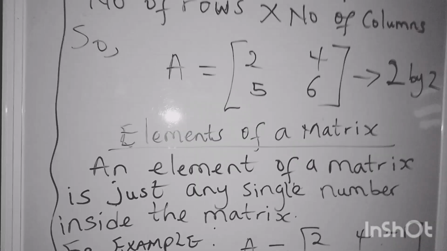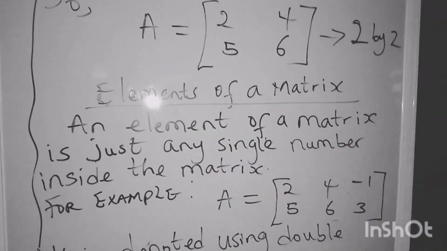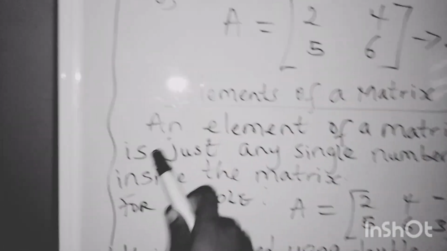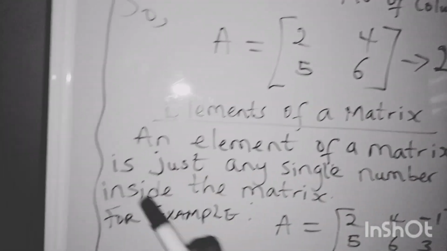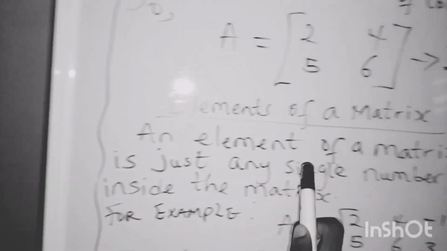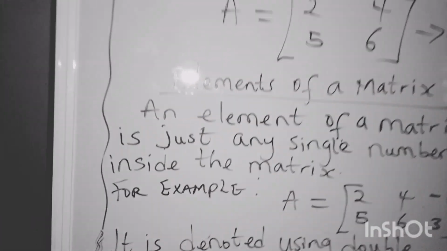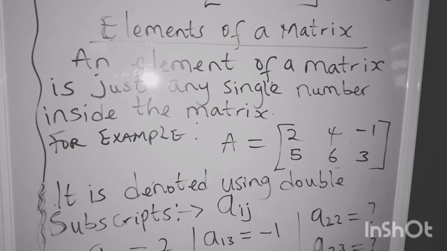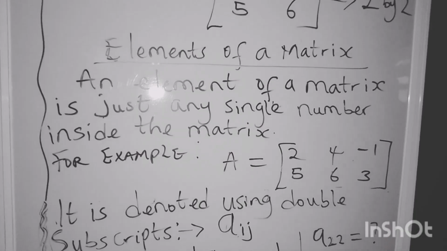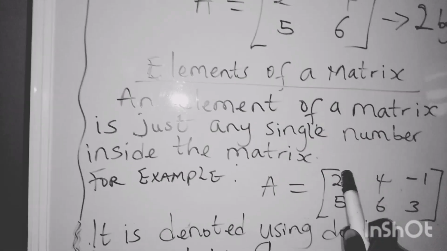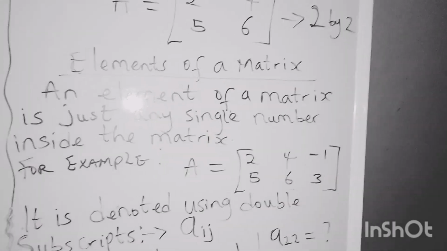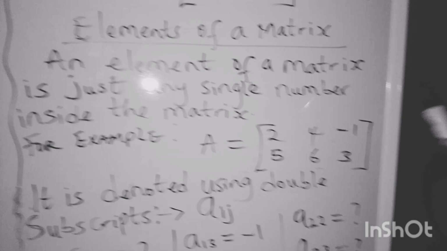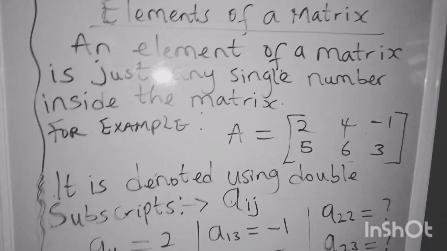Now, let's talk about elements of a matrix. What are elements of a matrix? Let's understand what an element is first. An element of a matrix is simply any single number inside the matrix. What do I mean by any single number inside the matrix? For example, we have this matrix A. Now, this matrix A is a 2 by 3 matrix. Why do we call it a 2 by 3 matrix? It has 2 rows and 3 columns.